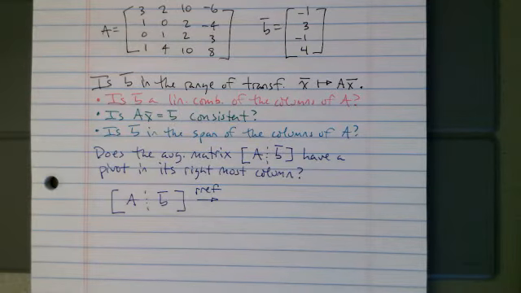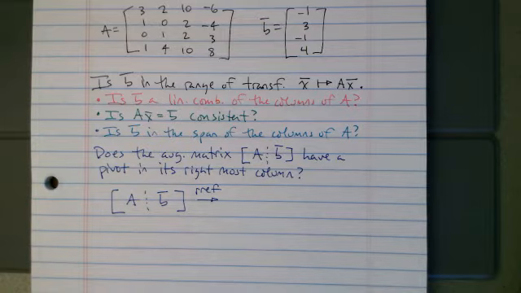Any questions? If there is a pivot in the rightmost column, then AX equals B is inconsistent. Then B is not a linear combination of the columns of A, and B is not in the range of the transformation. If there is not a pivot in the rightmost column, we would say that AX equals B is consistent, that B is a linear combination of the columns of A, and that B is in the range of the transformation. All things that we would get by looking at that rightmost column of the augmented matrix.